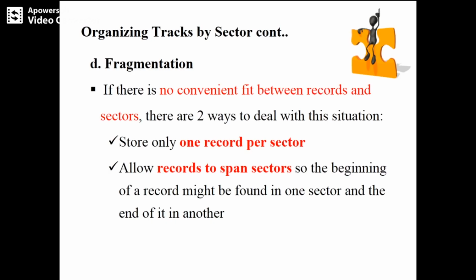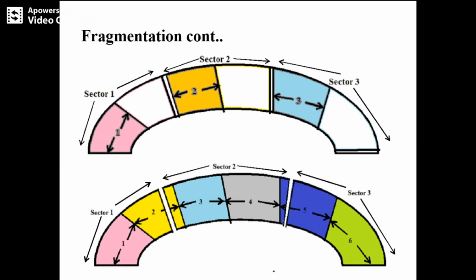Now we have the concept of fragmentation, where there is no convenient fit between records and sectors. There are two ways to deal with this situation. One is one record per sector: store only one record per sector. The other is to allow records to span sectors, so the beginning of a record might be found in one sector and the end in another. So let us go through an example for this.